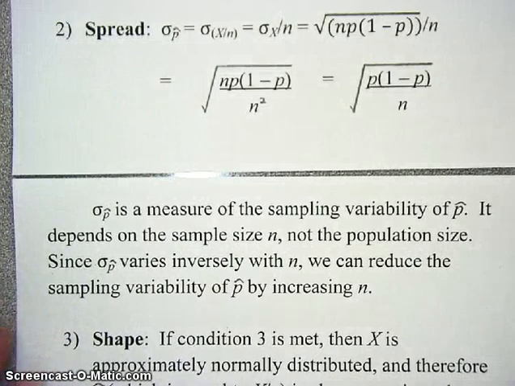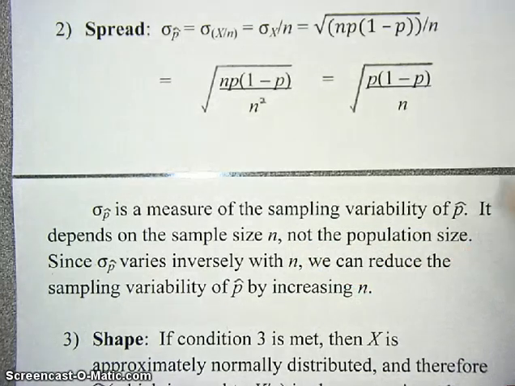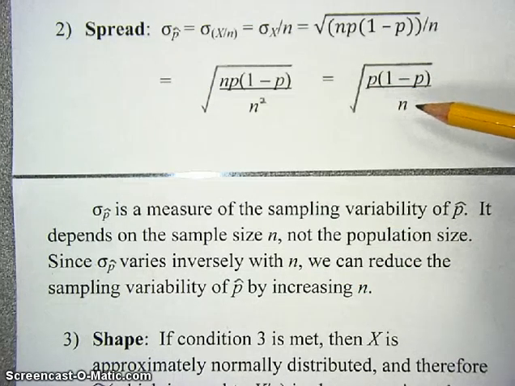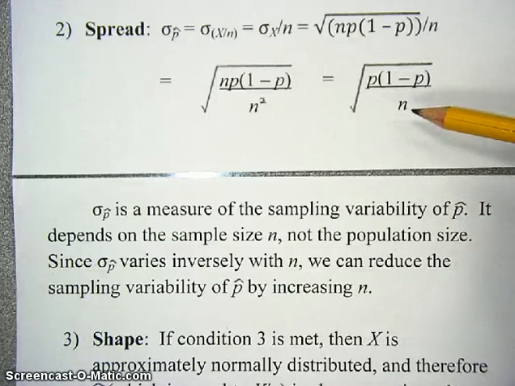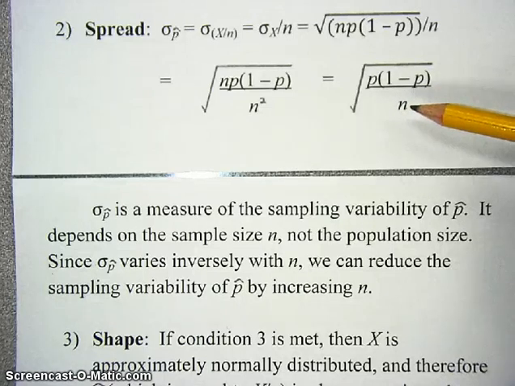Now, the standard deviation of p hat, sigma p hat, is a measure of the sampling variability of p hat. It depends on the sample size n, not the population size. There's nothing in here about the population size. But you see that since n is in the denominator up here, sigma of p hat varies inversely with the square root of the sample size. And that means we could reduce sigma of p hat to any desired tolerance by just increasing the sample size sufficiently.